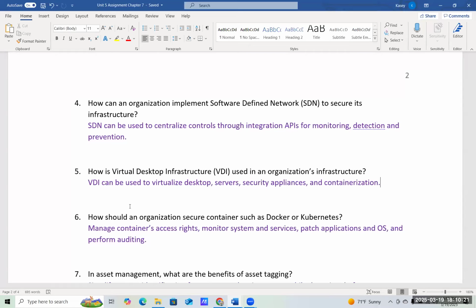And we talked about containers. So to manage a container, make sure that you control the actual container's access rights. When we say access rights, that's like activity and processes that can be executed for that container, like running applications or changing application settings. Those are access rights. You need to monitor the system and services inside the container. You need to make sure you patch applications, so we update them and update the operating system within it.